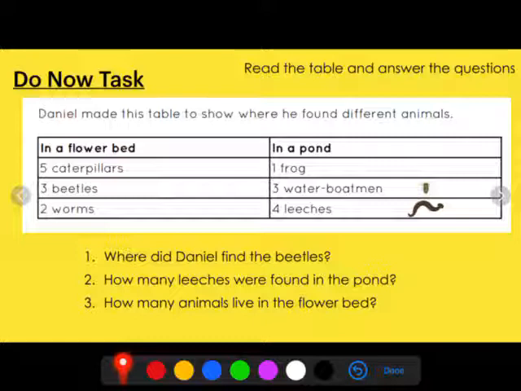How many leeches were found in the pond? I would like you to have a look for leeches and see how many leeches were found in the pond. And finally, question 3. How many animals live in the flower bed? So have a look at how many animals live there. You might need to do something with these numbers.